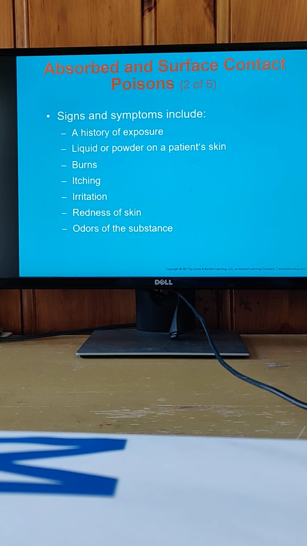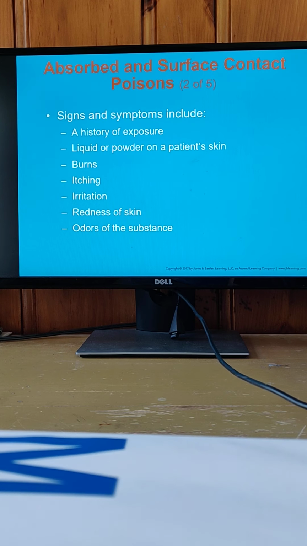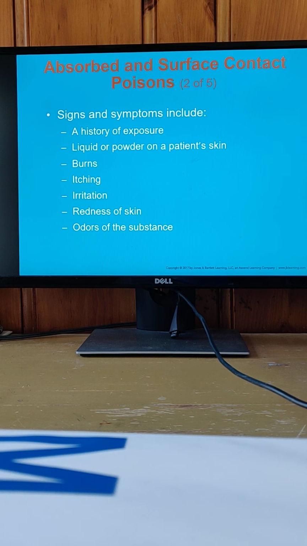Okay, signs and symptoms of an absorbed surface contact poison is a history of exposure, liquid or powder on a patient's skin. They might have burns, they might have itching, irritation, redness of the skin, and odors of the substance. Okay, you might smell something. It smells weird, and it's on their skin, it's on their clothing. They're going to have red, irritated, itching, burning skin. Okay, sort of sounds a little bit like anaphylaxis when we were talking about it, right? Okay, but this is not anaphylaxis, this is poisoning.